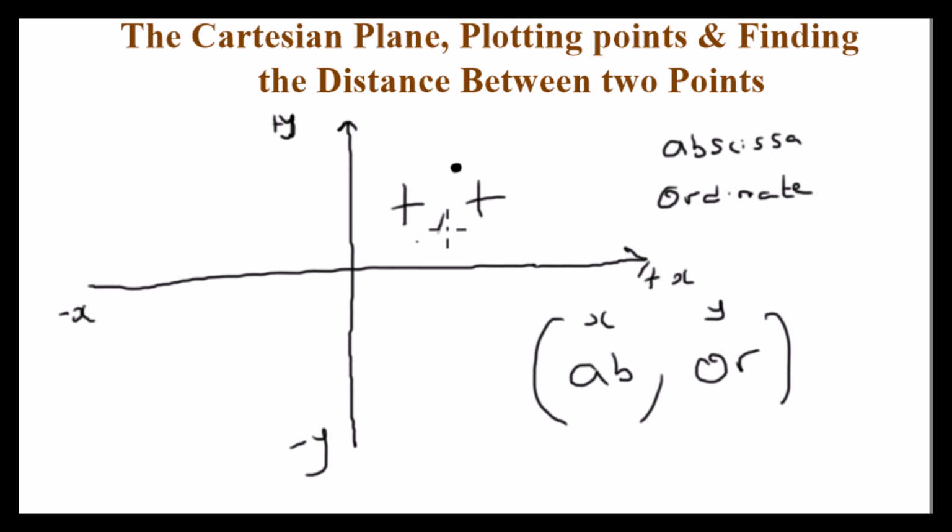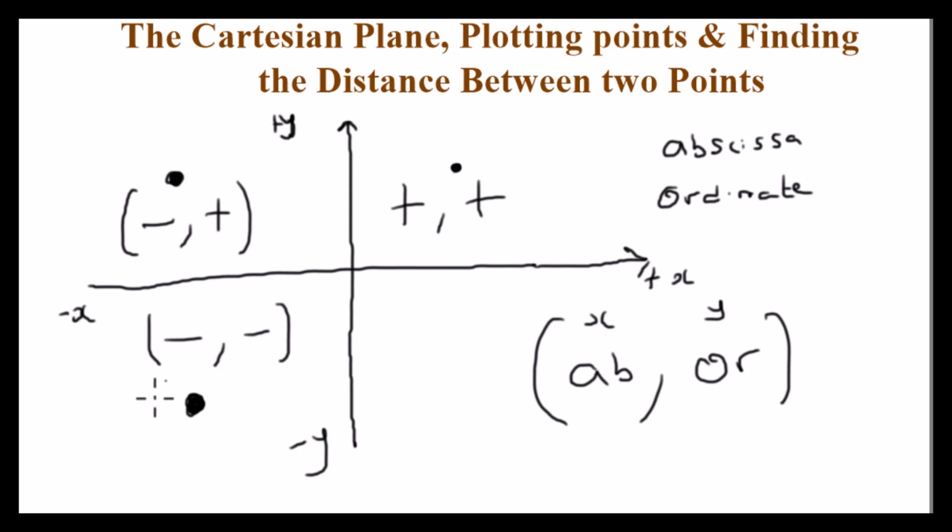If the point is located in the first quadrant, like I said, both x and y will carry a positive sign. If the point is located in the second quadrant, then the abscissa will carry a negative sign, while the ordinate will carry a positive sign. That is, the x value will be negative, while the y value will be positive. Now, if the point is located in the third quadrant, then both the abscissa and the ordinate would be negative.